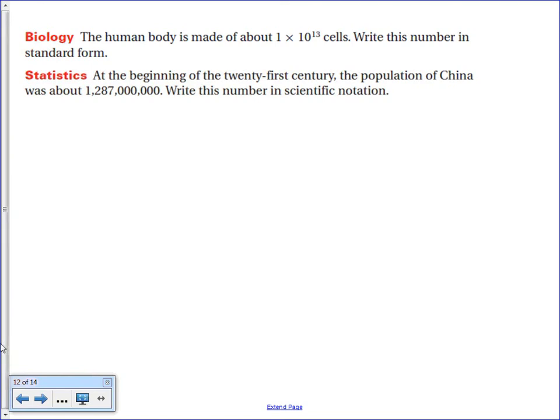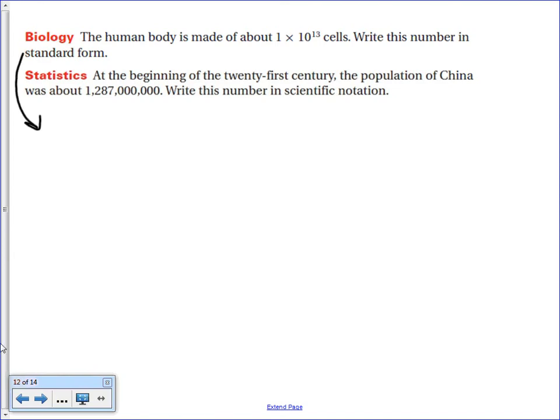So, a few application problems when you're dealing with scientific notation. Recall that scientific notation was good if we had numbers that are really big or really small. Looking at biology, the human body is made up of 1 times 10 to the 13th cells. Write this number in standard form. Standard form is just the big, long, actual number that it is, not the scientific notation.